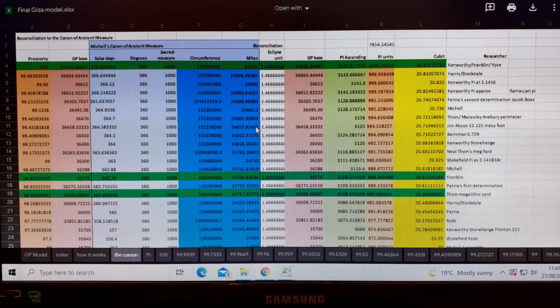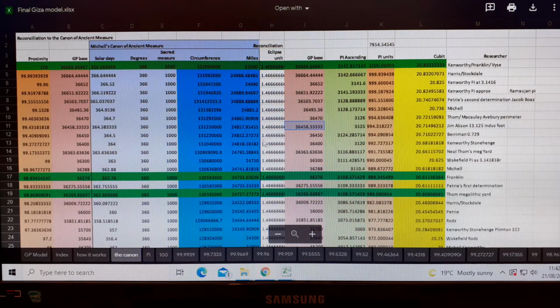Now this is the trick. The eclipse unit is 1.4666 recurring, and that's the relationship between the Earth's circumference and the Giza base in inches. That's in miles, that's in inches. We multiply the Giza base by 1.4666. Multiply the Earth's circumference in miles by 1.4666. We get the Giza base in inches. And that holds for every calculation.